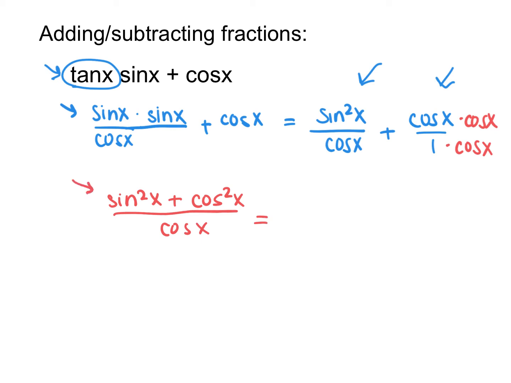Now I have sine squared plus cosine squared, which we know equals 1. So I'm going to replace that with a 1. So I have 1 over cosine of x. You're not quite done. Don't leave it there. You can simplify this further. This is the same as secant. That is my answer.